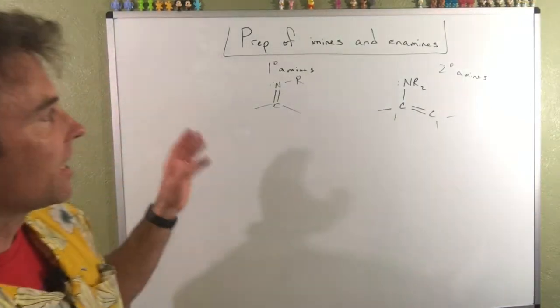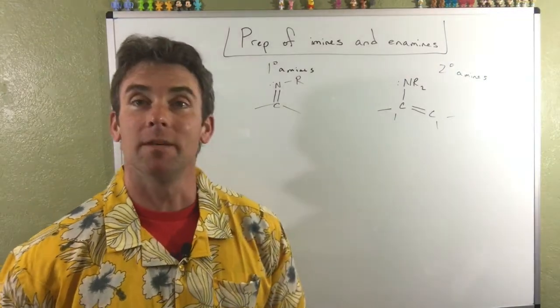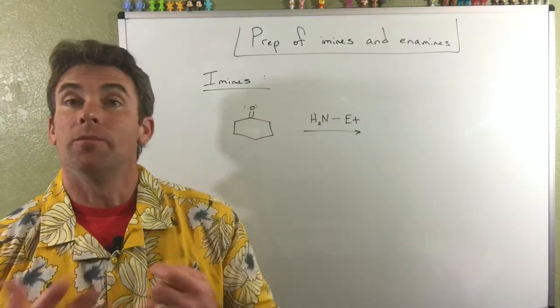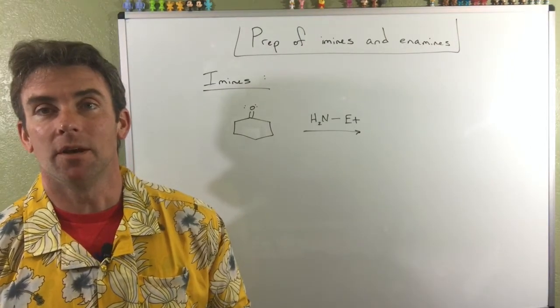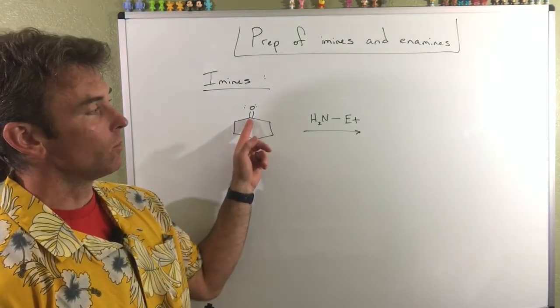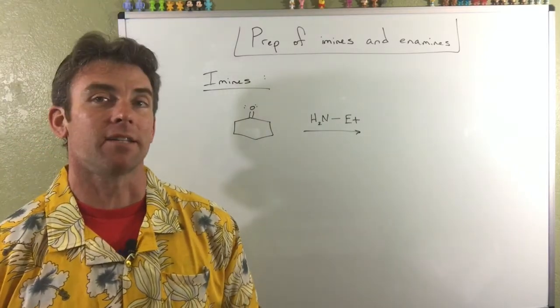So let's take a look at the mechanisms for both of these. And you'll notice that they're very similar with one little tiny change at the end. So, as we know, these nitrogen species are very good nucleophiles. So we're going to be able to directly attack that carbon regardless of whether or not we have any kind of catalytic acid around.